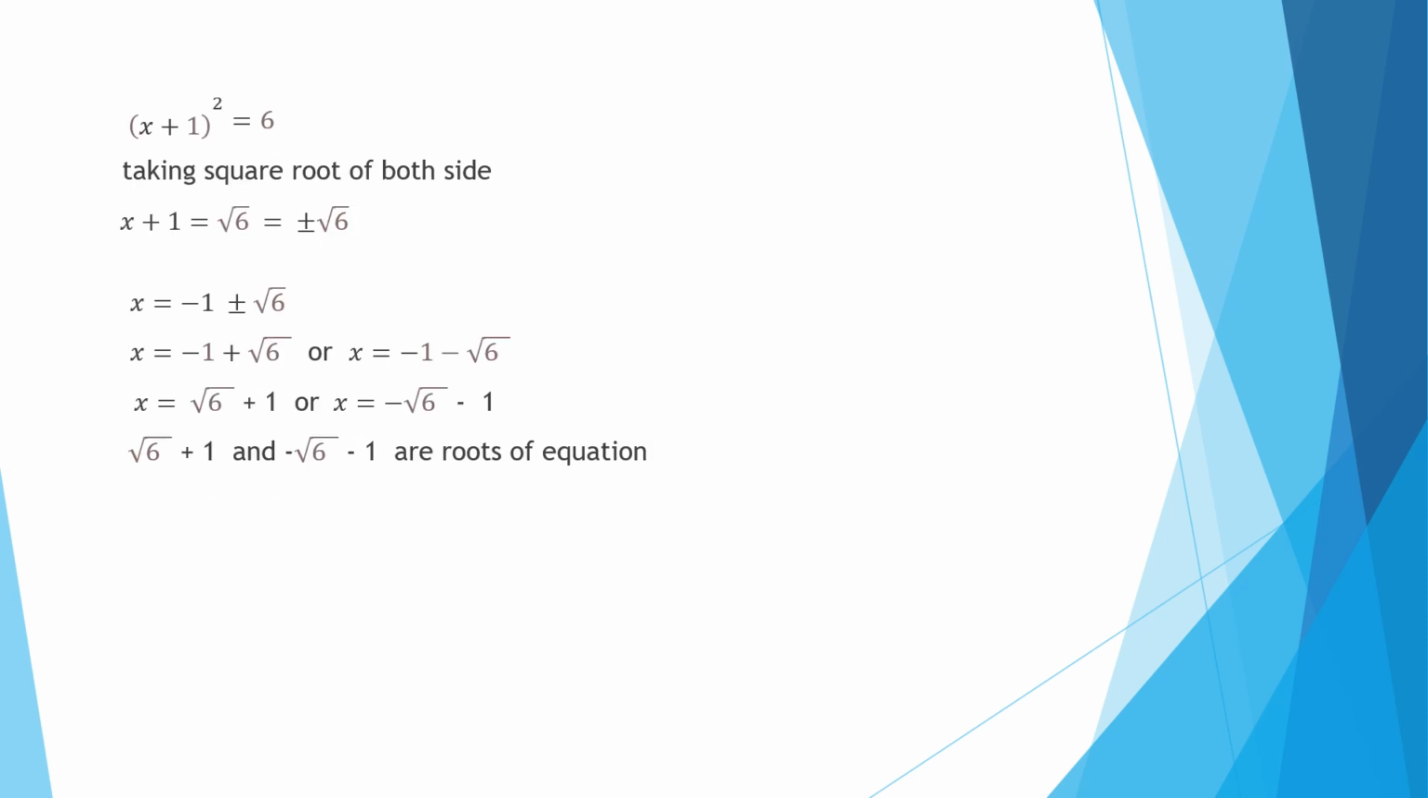Then (x + 1)² is equal to 6. After that, we take the square root of both sides. After taking the square root, we get x + 1 is equal to the square root of 6. So x + 1 is equal to plus or minus the square root of 6.